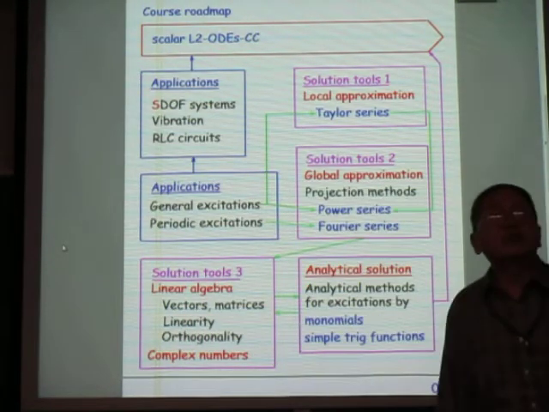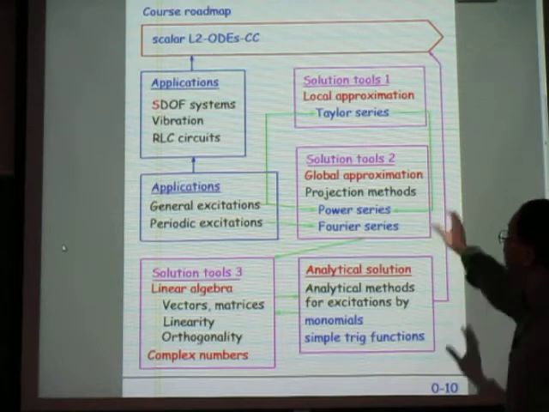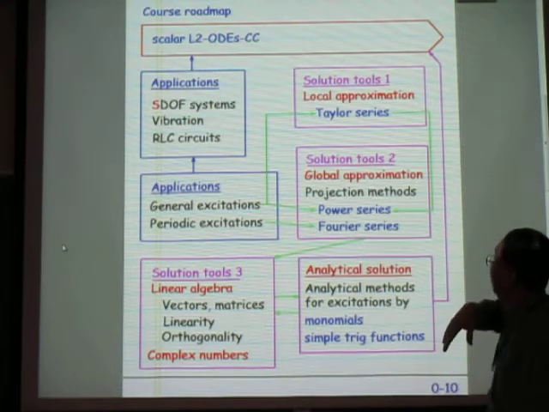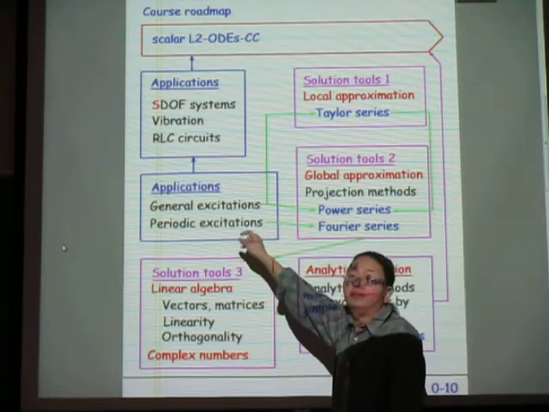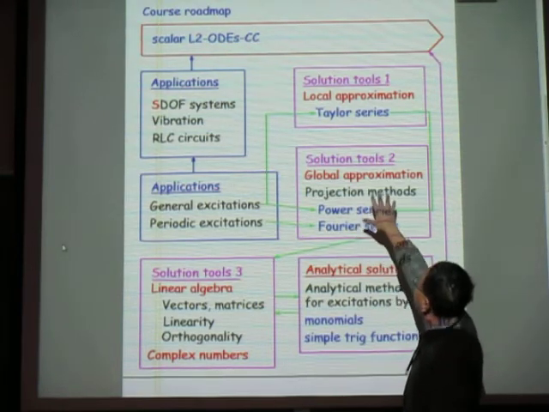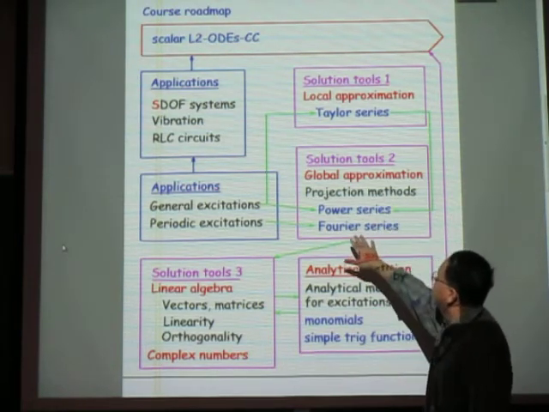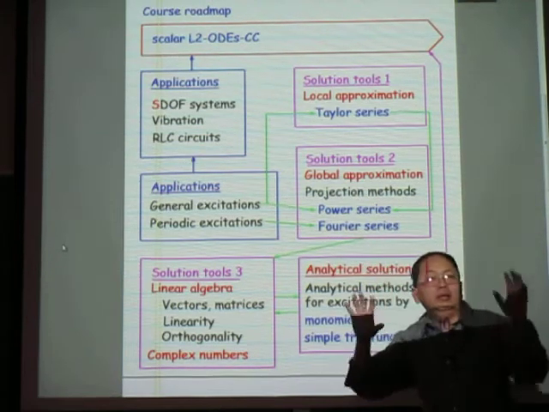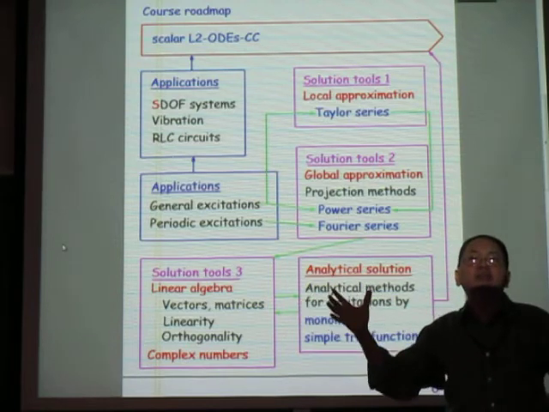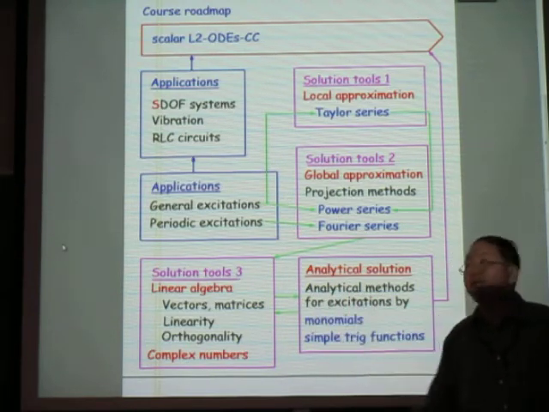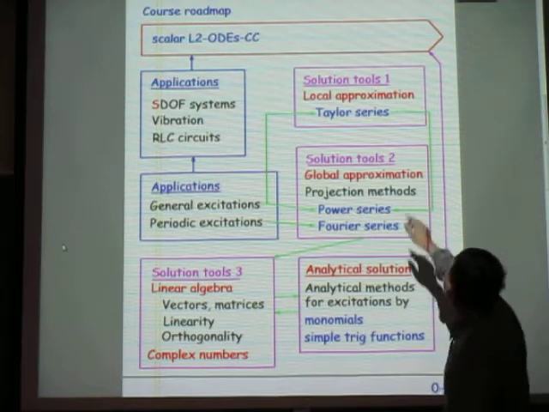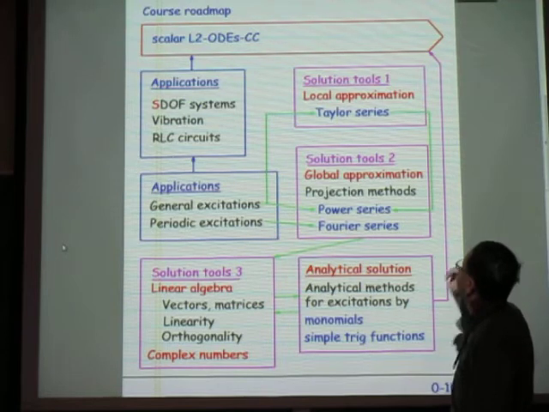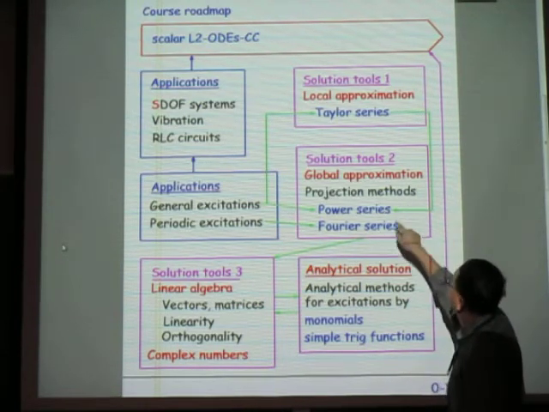Okay, so this is the course roadmap for scalar linear second order ODEs. Essentially, in general, it's a review, except you would learn new things. For example, I mentioned general excitation, right? And that you can do projection, and you get to power series or Fourier series, and that allows you to solve the single degree of freedom system vibration for any arbitrary excitation. And I did mention there, Taylor series is a particular case of power series. So that's why there's an arrow there.